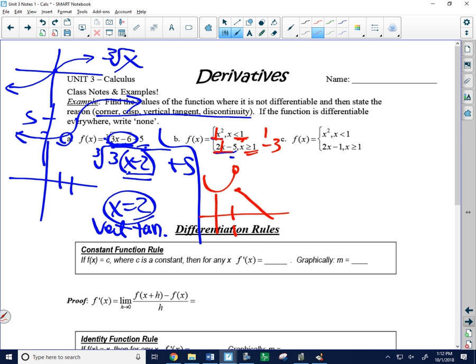Therefore, I'm going to write, okay, find the values where it's not differentiable: at x equals 1. There's a break in the graph, so I put discontinuity. It's a jump.